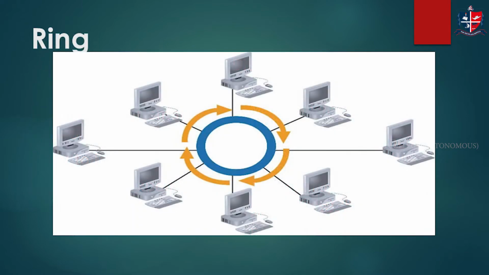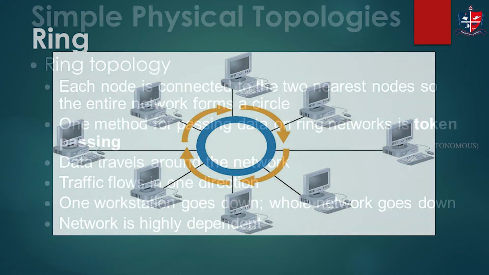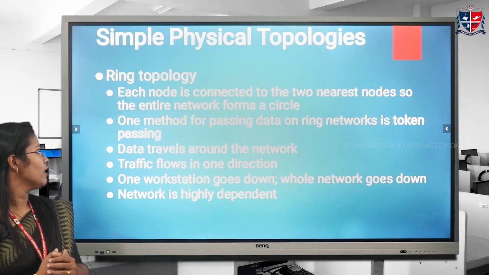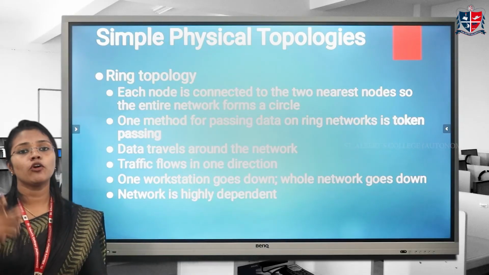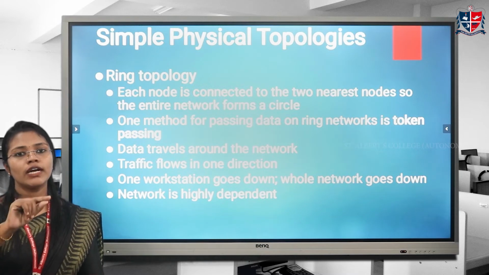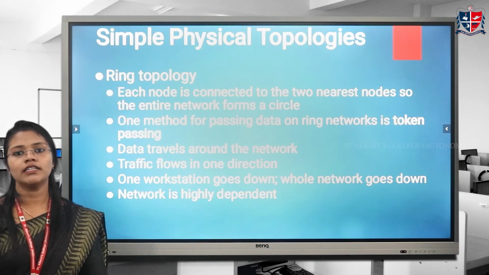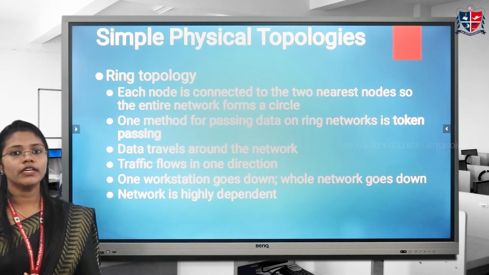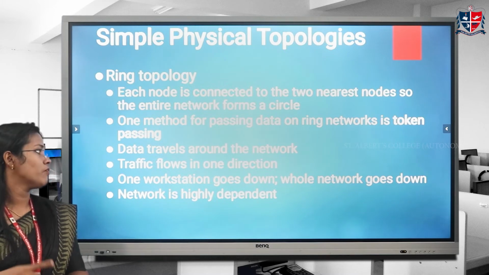Next one is ring topology. The figure shows a demonstration of ring topology. In ring topology, each node is connected to its two nearest nodes, so the entire network forms a circle. One method for passing data on a ring topology is token passing. One token is passed to another node, and that node passes the token to the next node, and so on. So data travels around the network unidirectionally; traffic flows in one direction.